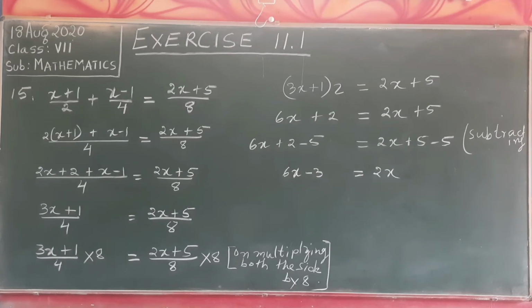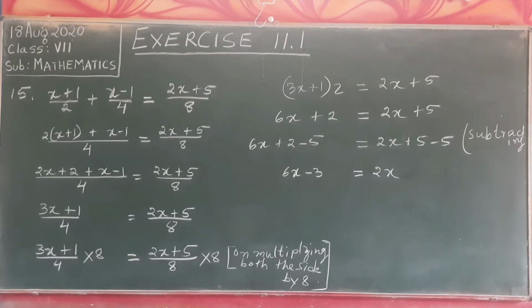Now we are multiplying both the sides by 8. So this one you should write it. Now on the right hand side, 3x plus 1 whole thing divided by 2 is equal to 2x plus 5. Now in the next step, 6x plus 2 is equal to 2x plus 5.